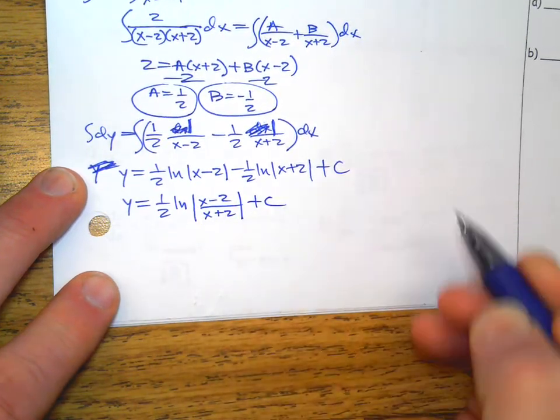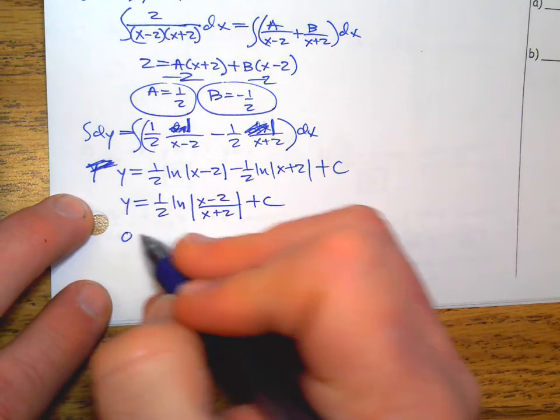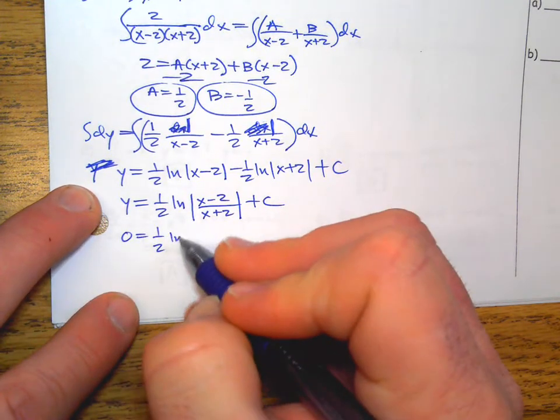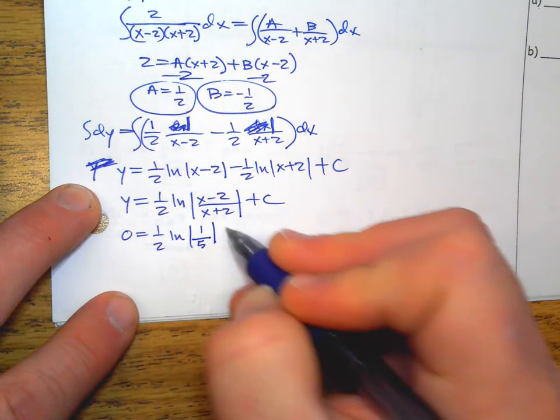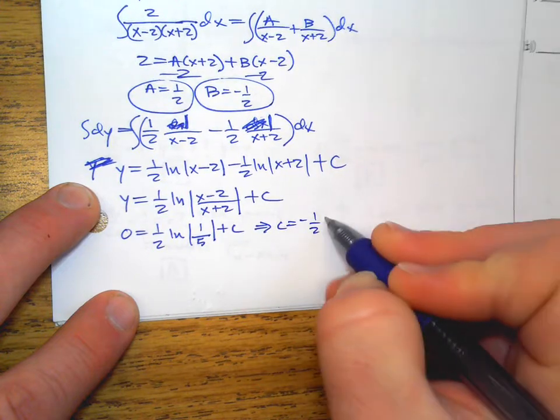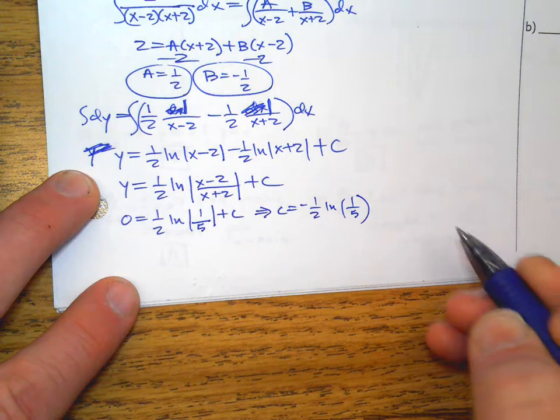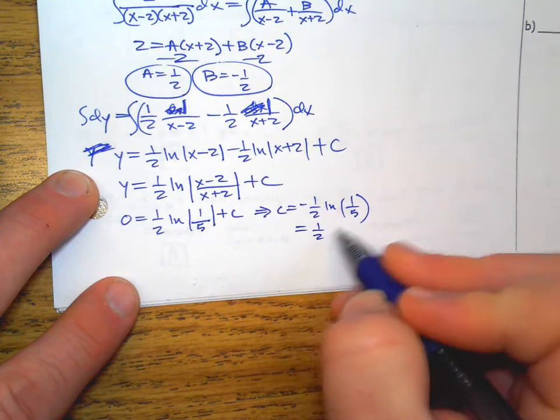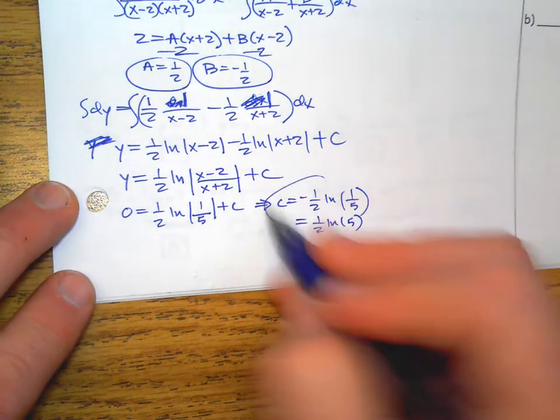I'm going to combine these together because we're probably going to want to at some point anyway. Log rules. I'm going to use the initial condition. If I plug 3 in, I get 0 out. So if you plug 3 in here, you get a 1 on top, 5 on the bottom. So C equals negative 1/2 natural log of 1/5. You could also write that as positive 1/2 natural log of 5 if you want, or you could deal with that later. So there's your C value.